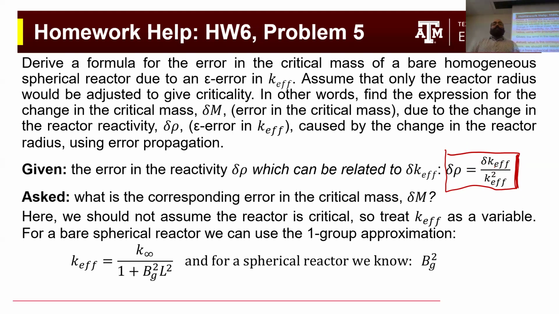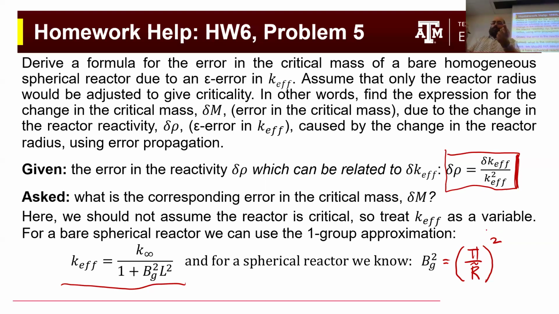in my critical mass? So I'm going to need some expression for my critical mass as a function of K effective. And the way that I'm going to do that is that it's a bare spherical reactor, so I can use some of my definitions from one group diffusion. So I could write K effective for a spherical reactor. Also, if it's a spherical reactor, BG squared is a known quantity. Do y'all remember what BG squared is for a spherical reactor? Yeah, and then the whole thing squared, right? So it's pi over the extrapolated radius of our reactor, whole quantity squared.